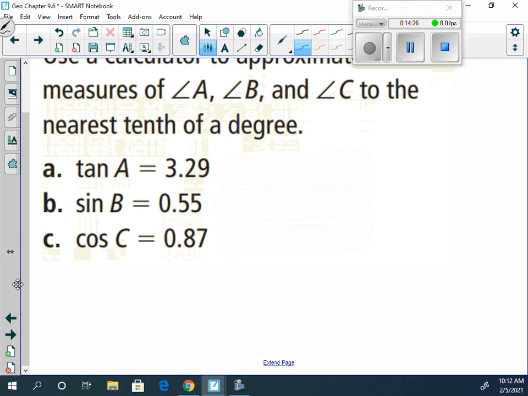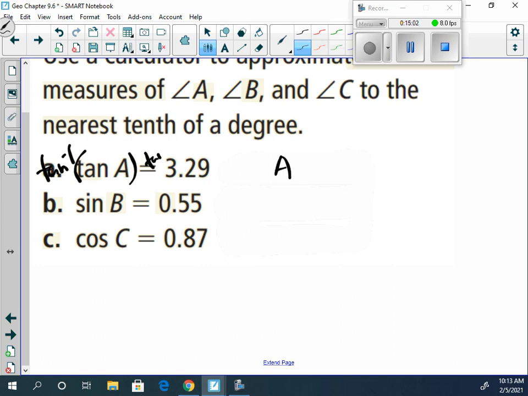Okay, so looking at the first one here, we have three more we'll look at. What do I really need to do to find angle A for the first one? What are we doing to find angle A? Tangent inverse, yes? Because I want to get rid of tangent, so I'm going to take tangent inverse of both sides, yes? Because tangent inverse of tangent leaves us with A, yes?